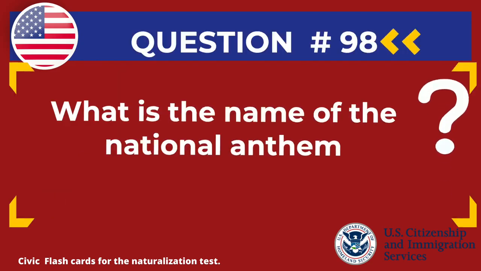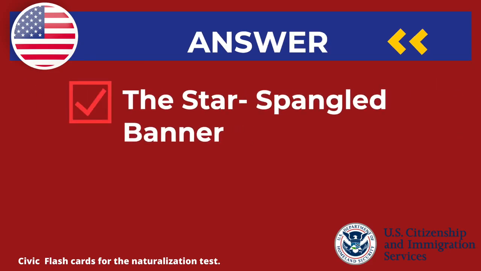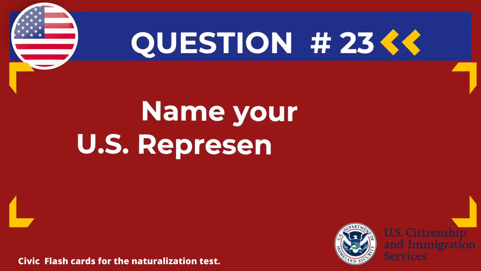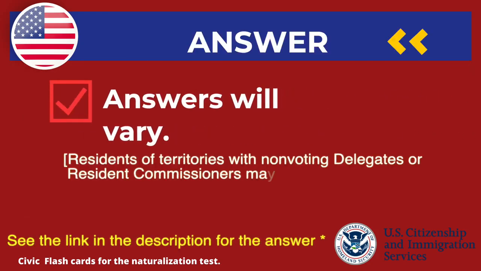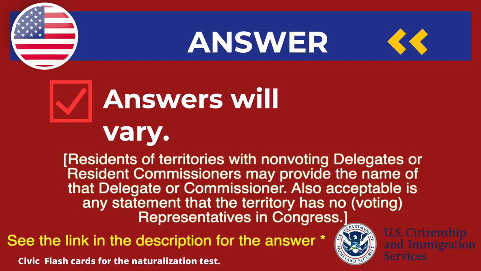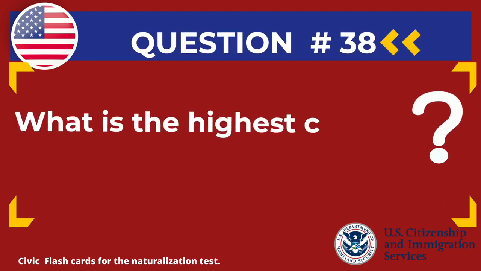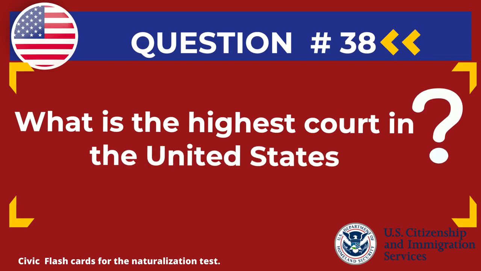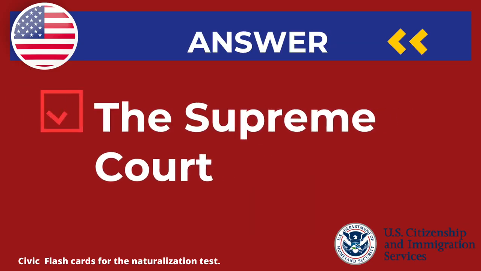What is the name of the national anthem? The Star-Spangled Banner. Name your U.S. representative. Answers will vary. Residents of territories with non-voting delegates or resident commissioners may provide the name of that delegate or commissioner. Also acceptable is any statement that the territory has no voting representatives in Congress. What is the highest court in the United States? The Supreme Court.